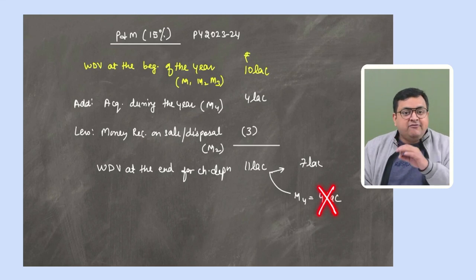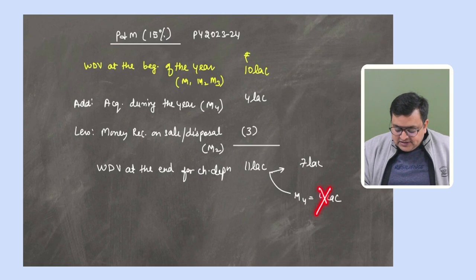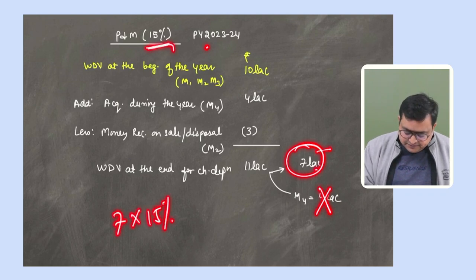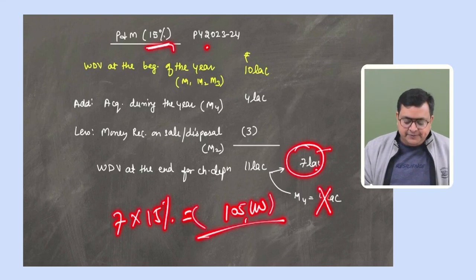If it is never put to use, if it is mentioned in the question that it is never put to use, please do not charge any depreciation on this. Only charge depreciation on 7 lakh. Full depreciation. How much is the full depreciation? 15%. So on 7 lakh, it would be 15%, so it would be 1,05,000 as the depreciation for this year, right?